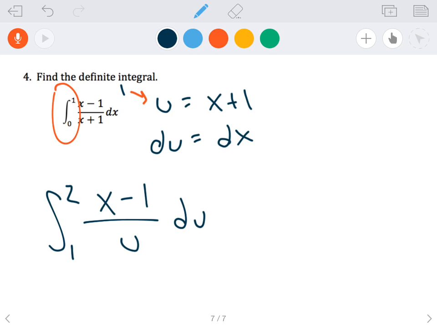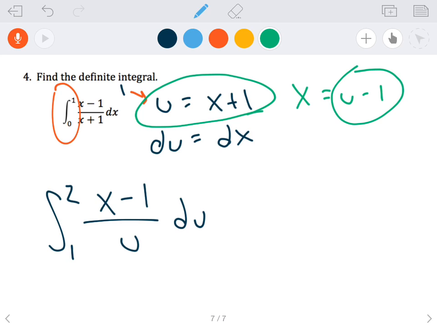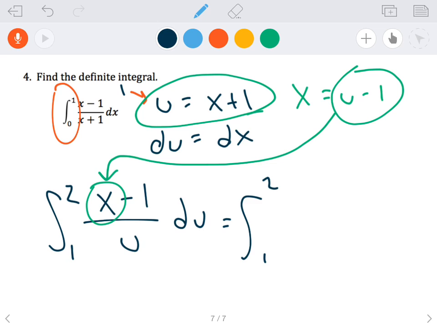I have a problem. My x minus 1 in the numerator did not cancel out. When that happens, when x doesn't cancel out, what you have to do is go back to your definition of u. I can solve this for x. I can say x is equal to u minus 1, and then I can use this definition to plug in for my x here to get it in terms of u. So when I do that, I'll get the integral from 1 to 2 of u minus 1, my minus 1 here is still there, over u du. This is the integral from 1 to 2 of u minus 2 over u du.